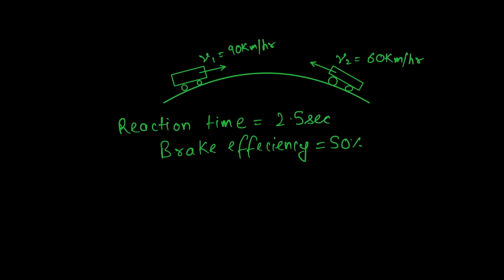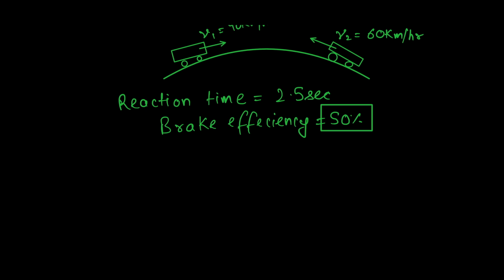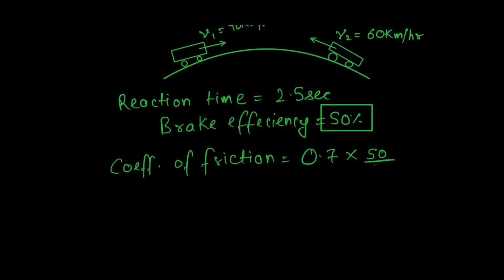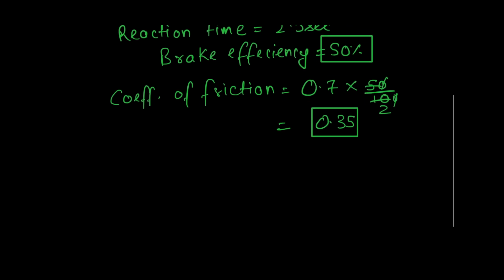50%. So what effect will this 50% have? The coefficient of friction will be reduced by 50% whenever it is used. So as brake efficiency is 50%, coefficient of friction for both the cases would be equal to 0.7 multiplied by 50%, which would be equal to 0.35 for both the cases, right? So we'll calculate stopping sight distance for both the cases.